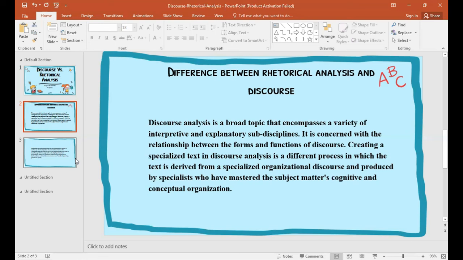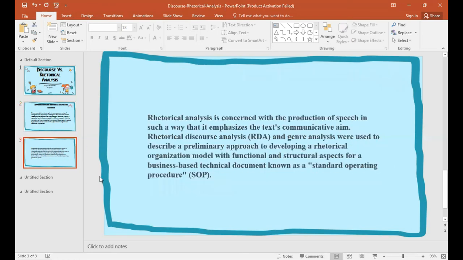So let's now move on to rhetorical analysis. Kapag sinabi natin rhetorical analysis, it is concerned with the production of speech in such a way that it emphasizes the text's communicative aim. So rhetorical discourse analysis or RDA and genre analysis were used to describe a preliminary approach to developing a rhetorical organization model with functional and structural aspects for a business-based technical document known as a standard operating procedure or SOP.